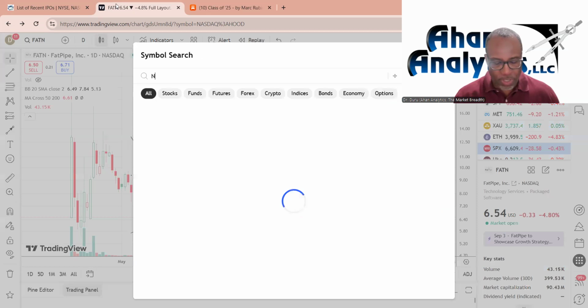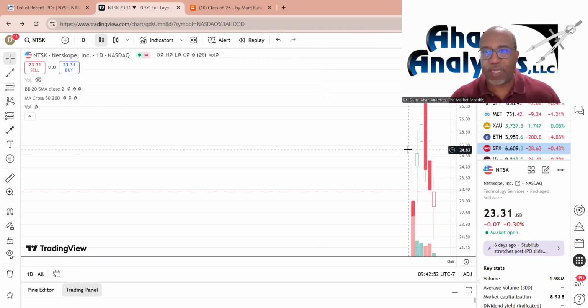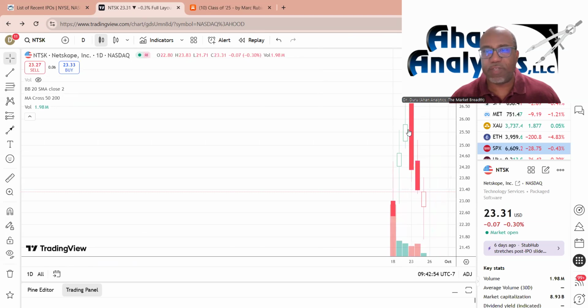Netscope is a more recent IPO, and I don't like this chart. And I guess I could have shown this in SwingTradebot itself, but you can see that it came out the gate swinging and is now in that downswing. Now, if it can close higher today and the next day, then it would get back onto my buy list. But right now, this one looks like it may have already peaked out.